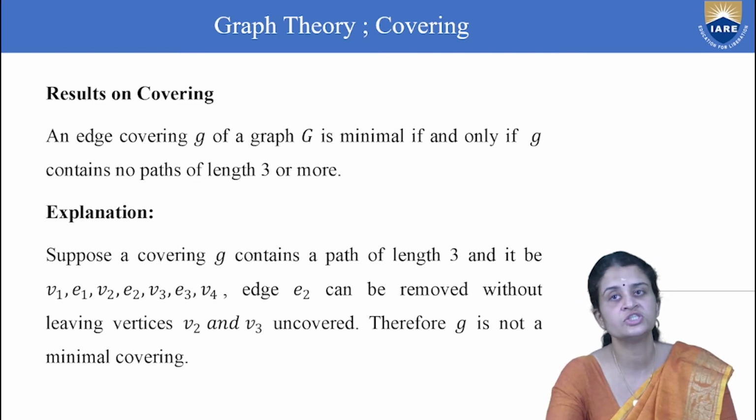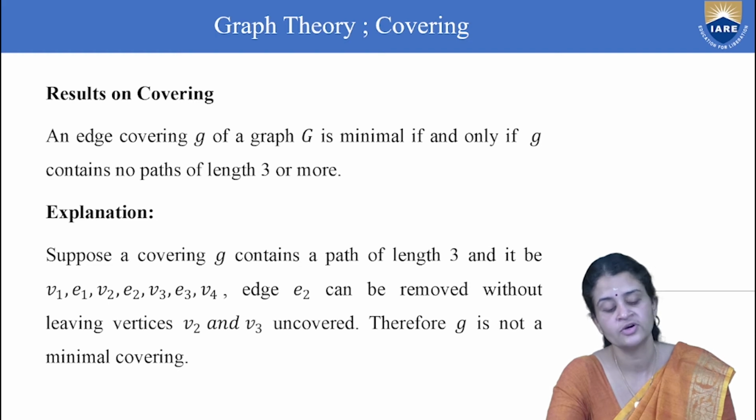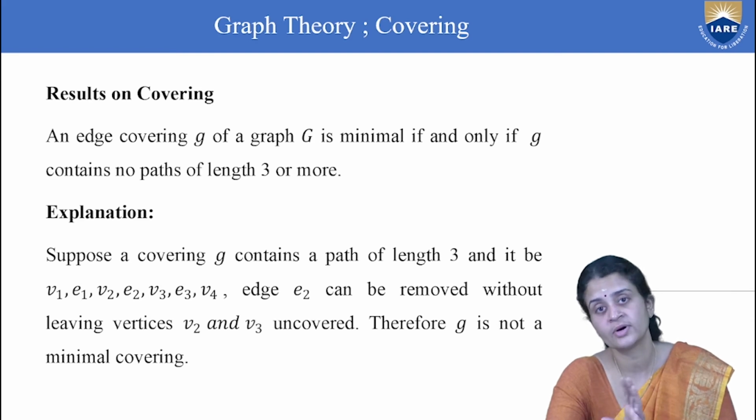An edge covering G is said to be minimal if and only if G contains no paths of length 3 or more. That is, a covering is minimal if it doesn't contain any paths of length 3 or more. What is a path? It is an alternating sequence of vertices and edges, starting and ending with a vertex. Do any vertices repeat? No. Do any edges repeat? No.